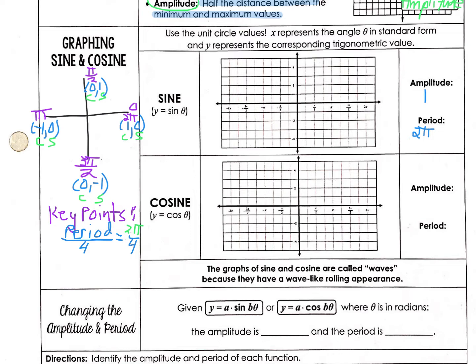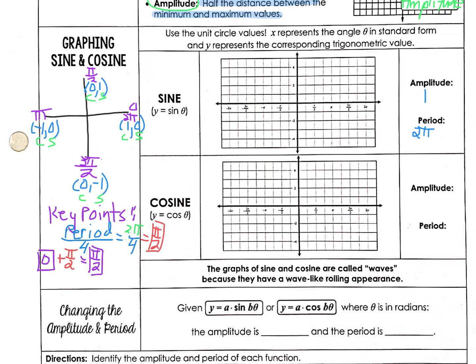So 2 pi divided by 4 equals, if I reduce that, 2/4 is 1/2, so I really have pi over 2. Our key points are going to count by pi's over 2. Our first key point 100% of the time is always going to be 0. So 0 is always our first key point no matter what. Then you're going to add what you're counting by. So I'm going to add a pi over 2, which equals pi over 2. That's my second key point.